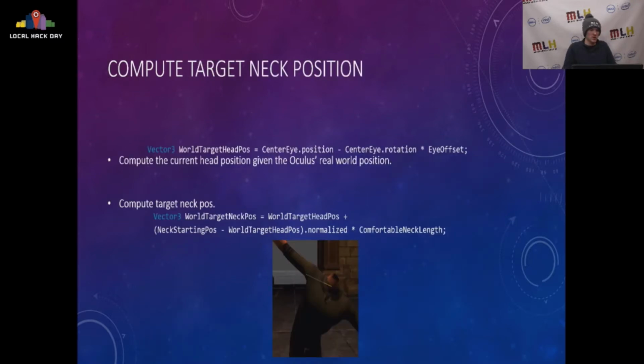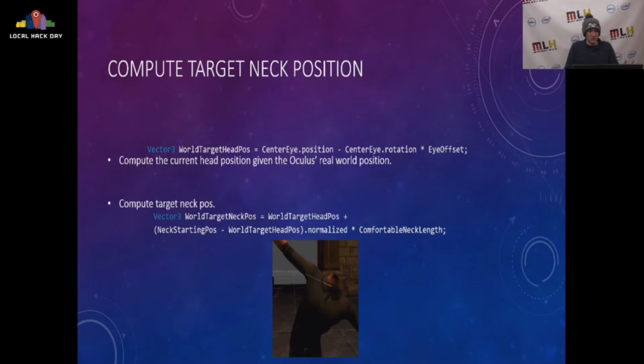So then we're going to compute the target neck position. What we're trying to figure out is, from the eye center position of the actual real world Oculus position, where to position the person's torso so that when they look down, everything looks right. So we're trying to position the neck where the real person's neck is in equivalent coordinate systems, because you have your real world coordinate system and you have your in-game world coordinate system.